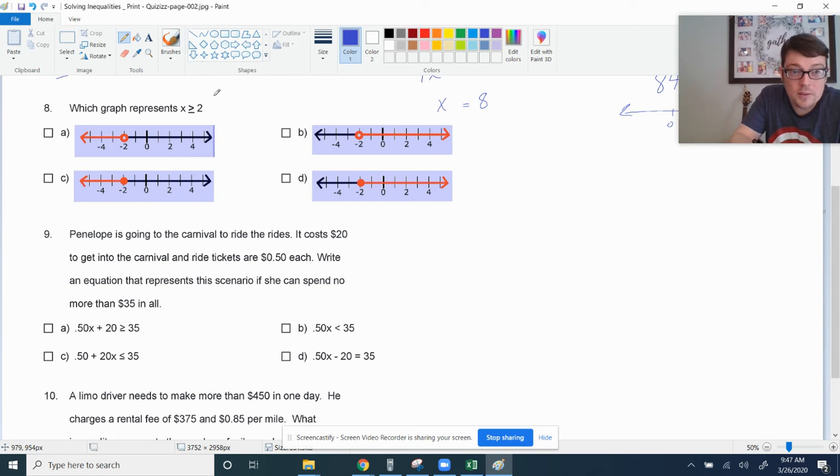Well, none of them. But if this was a negative 2, which I'm guessing is what they were intending that to be, then the one that matches that would be D. Greater than negative 2 would be here. So I think there was just maybe a typo, or they had a graph that had negative 2s on it. I don't know what the problem is there.